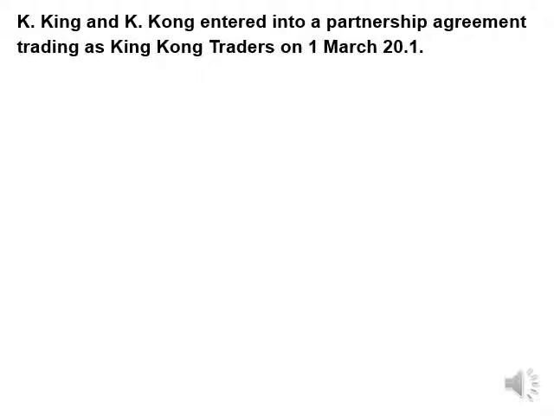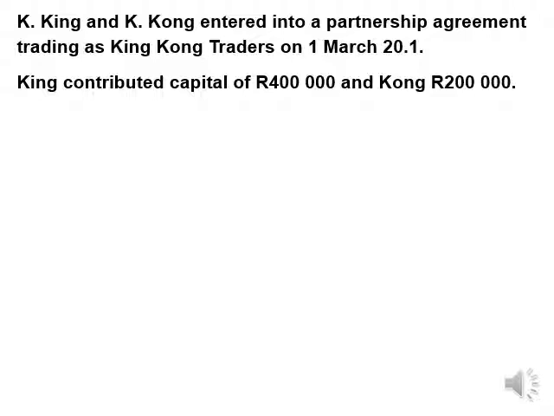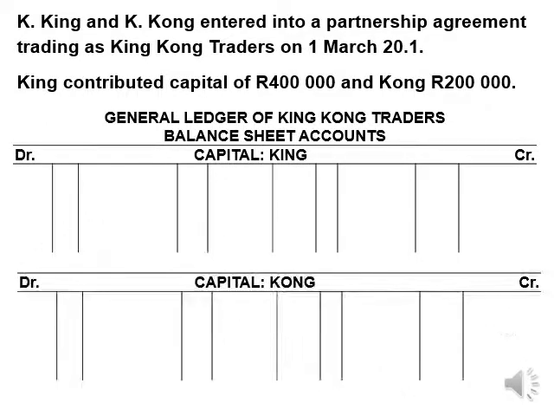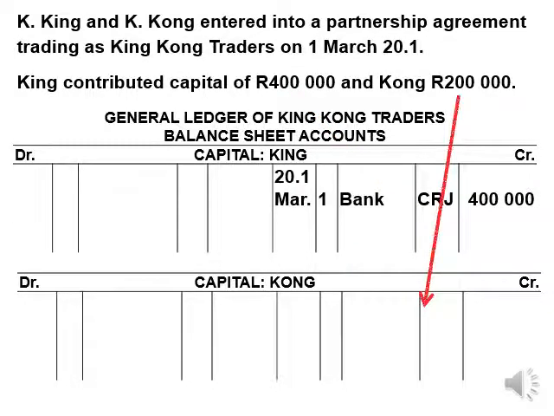So let's look at an example. K King and K Kong entered into a partnership agreement trading as King Kong traders on the 1st of March 2001. King contributed capital of 400,000 and Kong of 200,000. So that means the capital account of King and the capital of Kong will each have a credit balance. King a balance of 400 and Kong a balance of 200. Remember, capital always have a credit balance.